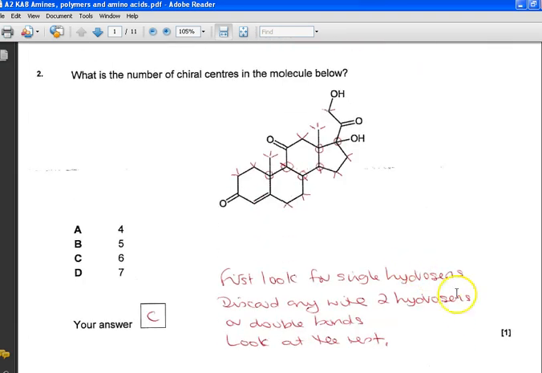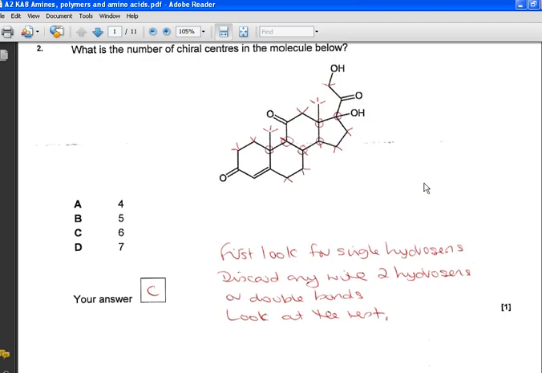This one, a lot of people didn't get this right, so you need to have some kind of strategy for when you're looking for chiral centres. I've tried to give you a kind of procedure. Look for single hydrogens. I've put all the hydrogens in because that helped me look for them. Then look for the single ones because there will probably be a chiral centre where there is a single one. Don't bother with anything with a double bond or two hydrogens attached, and then have a look at any other carbons, okay? And then you'll find that there are actually 6 chiral centres on that molecule.